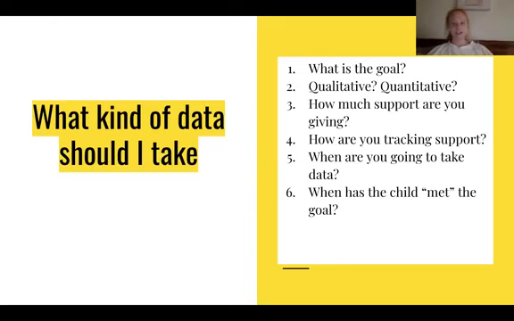Qualitative versus quantitative data, like I mentioned earlier, you're going to want a mix of both. It helps so much when you're writing a report to be able to give set numbers like, okay, in this 15-minute time frame, this kid made 12 two-word utterances. That quantitative data is so important, and it really helps paint a picture for everyone reading that report.